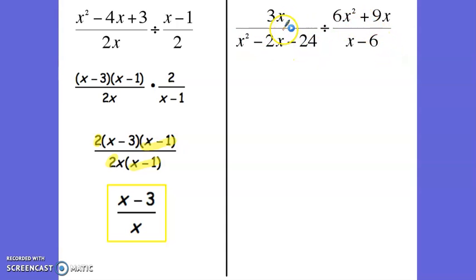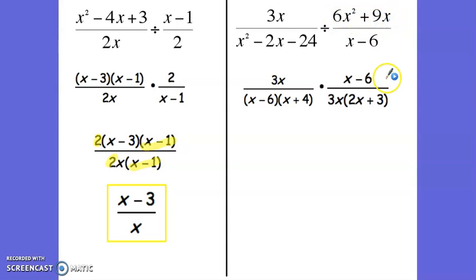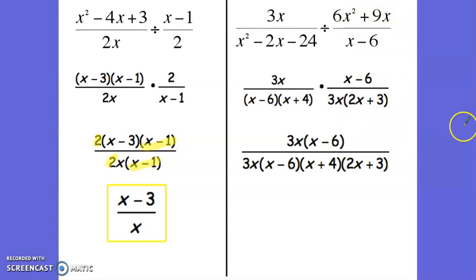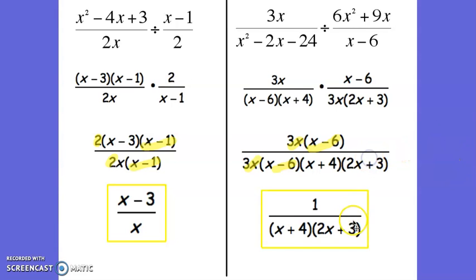Again, factor as you go, so let's factor the bottom. We're going to turn it into multiplication. So we're going to flip this over, but at the same time, I'm going to factor the top. I notice there's a 3x in both parts. So x minus 6 goes to the top, and 3x times 2x plus 3 moves to the denominator. Combine those fractions, and let's get rid of the x minus 6, and let's get rid of the 3x, leaving us with, again, 1 over x plus 4 times 2x plus 3.